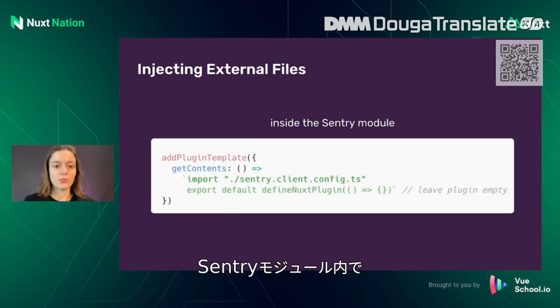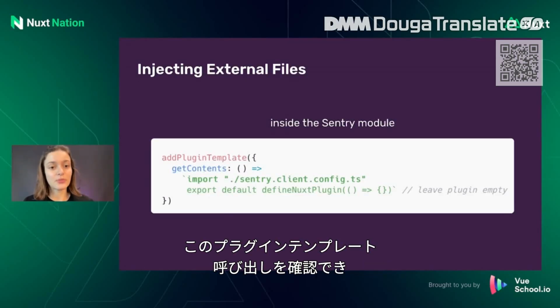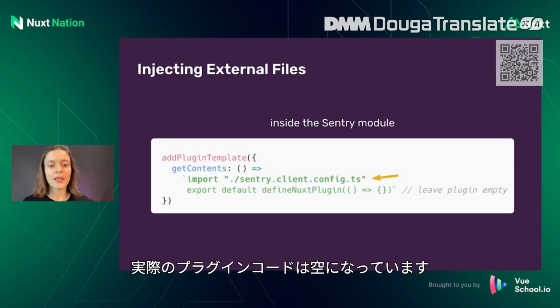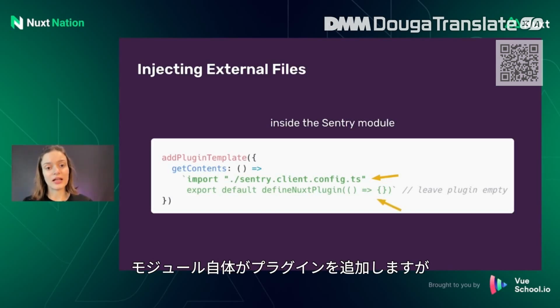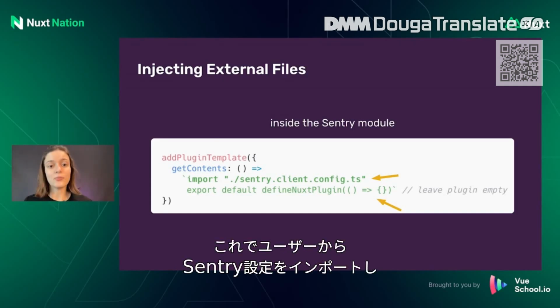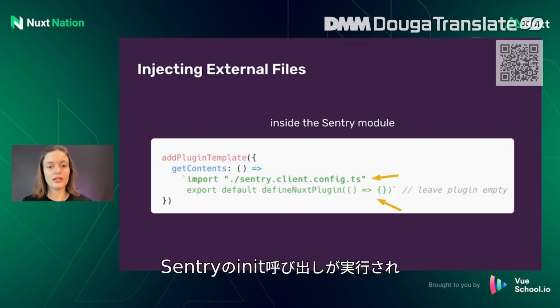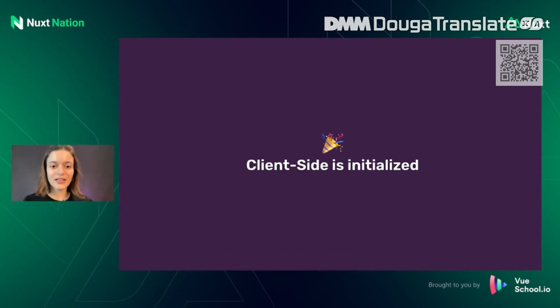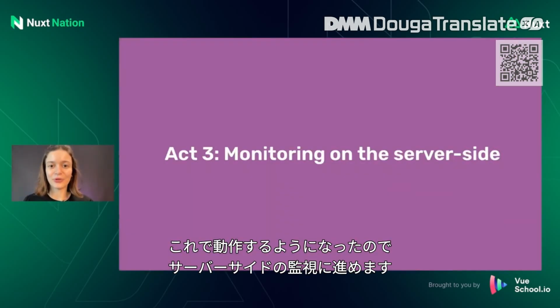So inside the Sentry module, we can see this add plugin template call, and it imports the Sentry client config, and then the actual plugin code is empty. The module itself is adding plugins, but this part is just adding this import. So now we're gonna import the Sentry config from the user, and the Sentry init call is done, and the client side is initialized with Sentry. So that works now, and we can continue with monitoring on the server side.